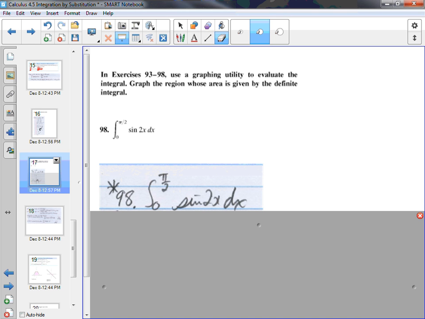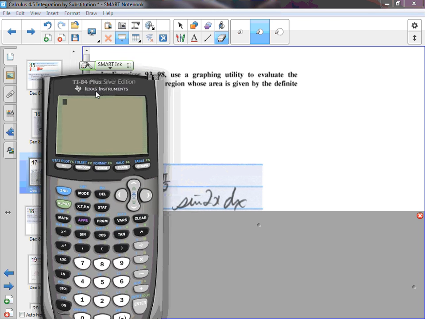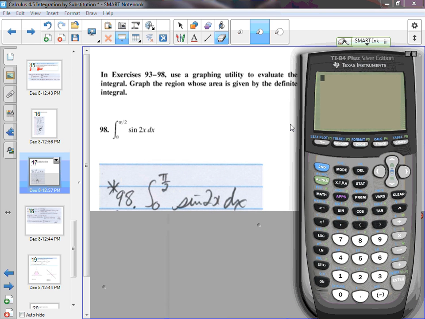the directions say to use a graphing utility to evaluate the integral. Graph the region whose area is given by the definite integral. So they don't even want us to play around with doing it by hand. It's not the old do this and then check it with your calculator directions. It's use your calculator. So we've got the integral from 0 to pi over 2 of the sine of 2x dx. Let's get out our calculator. And let's see what we can do with it.